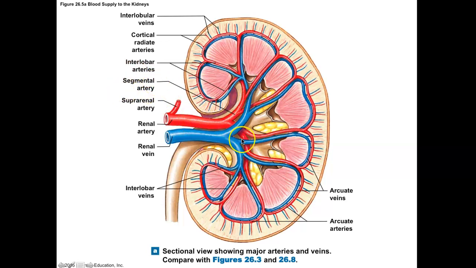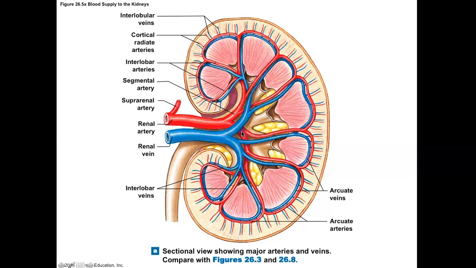So you have segments of the kidney, that's why they're called segmental. But remember that when a blood vessel splits, it usually changes name. So when you see this bifurcation here of this blood vessel, you're going to call this segmental. It's no longer renal artery. Renal artery is just this right here. So there's our segmental artery right here.